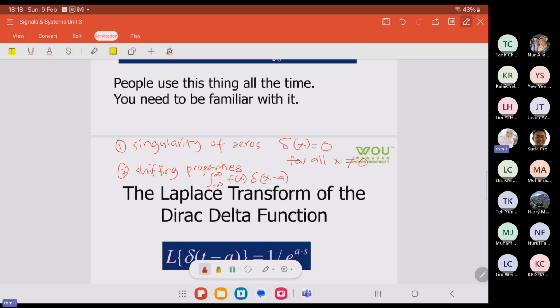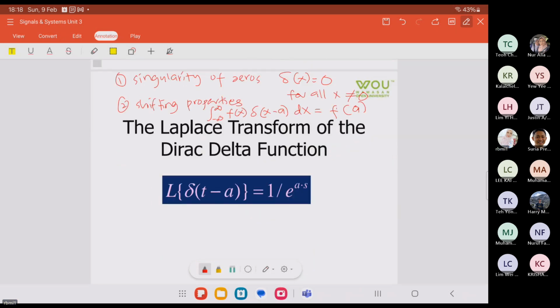x minus a, where we have the constant value a for shifting, over dx. Okay, we can get f(a). So this is for the shifting properties. We can apply it in the integral properties, derivative relationship, and also in the Fourier transform. Okay, this is the shifting property.